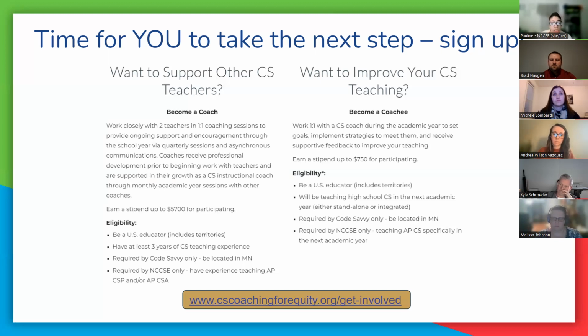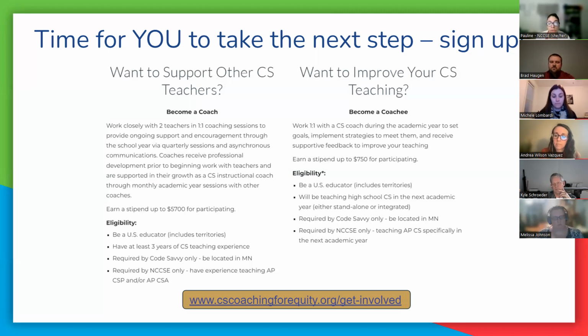I put the link into the chat, cscoachingforequity.org/get-involved. We currently have the applications up. You can apply to be a Minnesota coach, a National Center for Computer Science Education coach, or a national coach. And then there's one single coachee application. No matter where you're located, there's one coachee application.